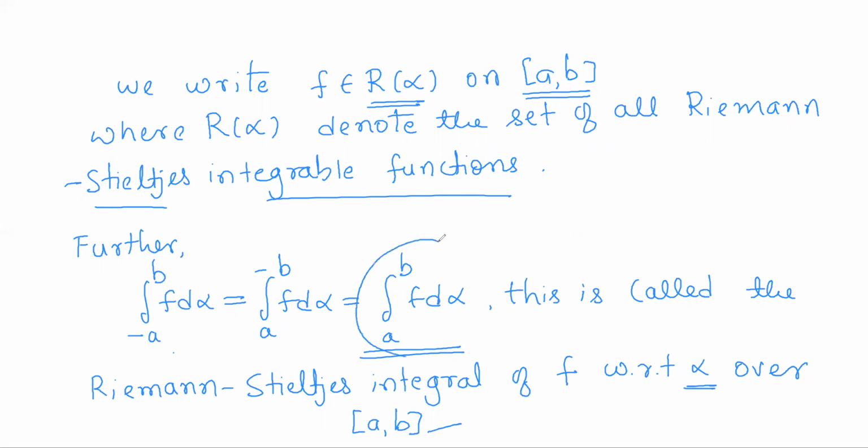It is denoted by the integral of f d alpha from a to b. This value is called the Riemann-Stieltjes integral of f with respect to alpha over the closed interval [a, b]. So this is the definition of the Riemann-Stieltjes integral.